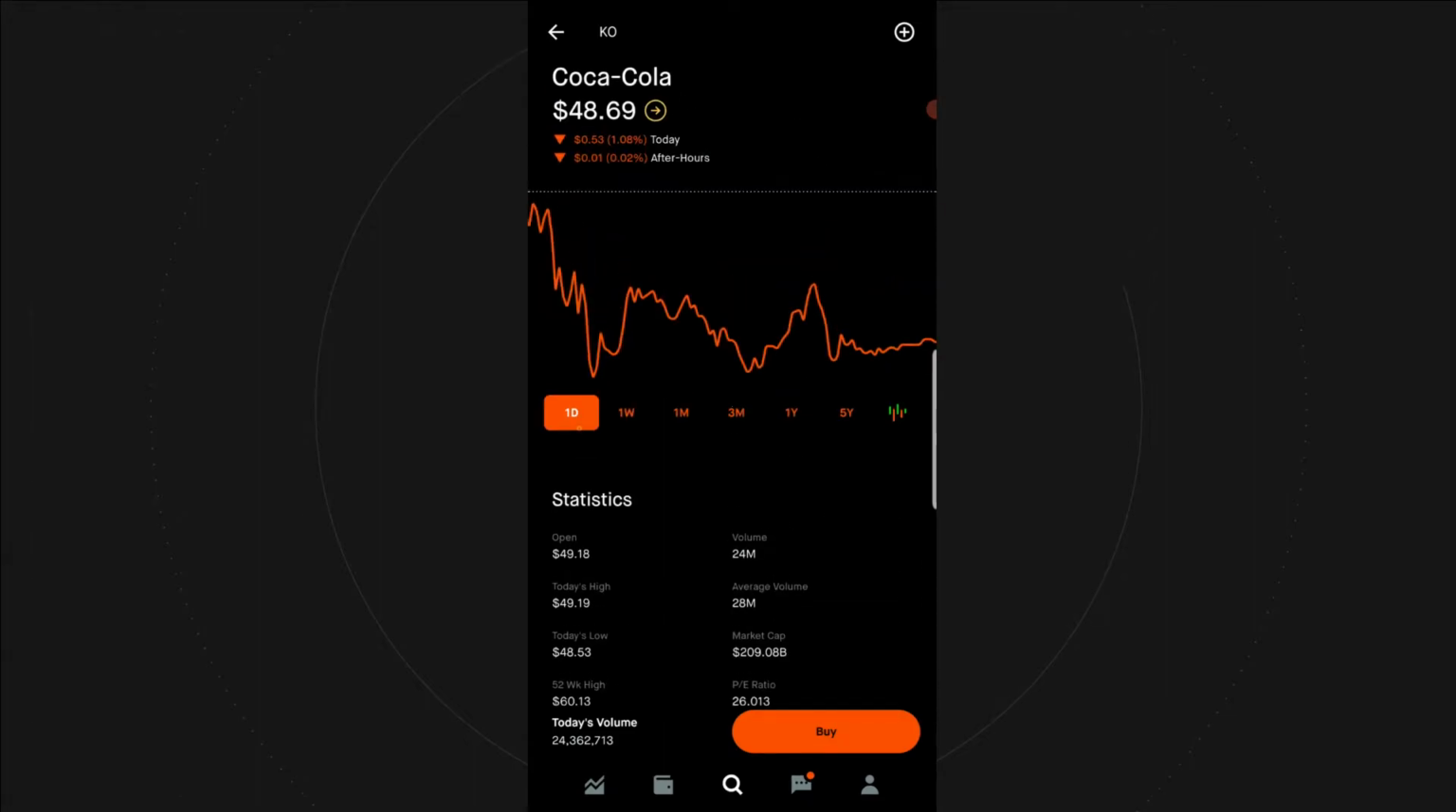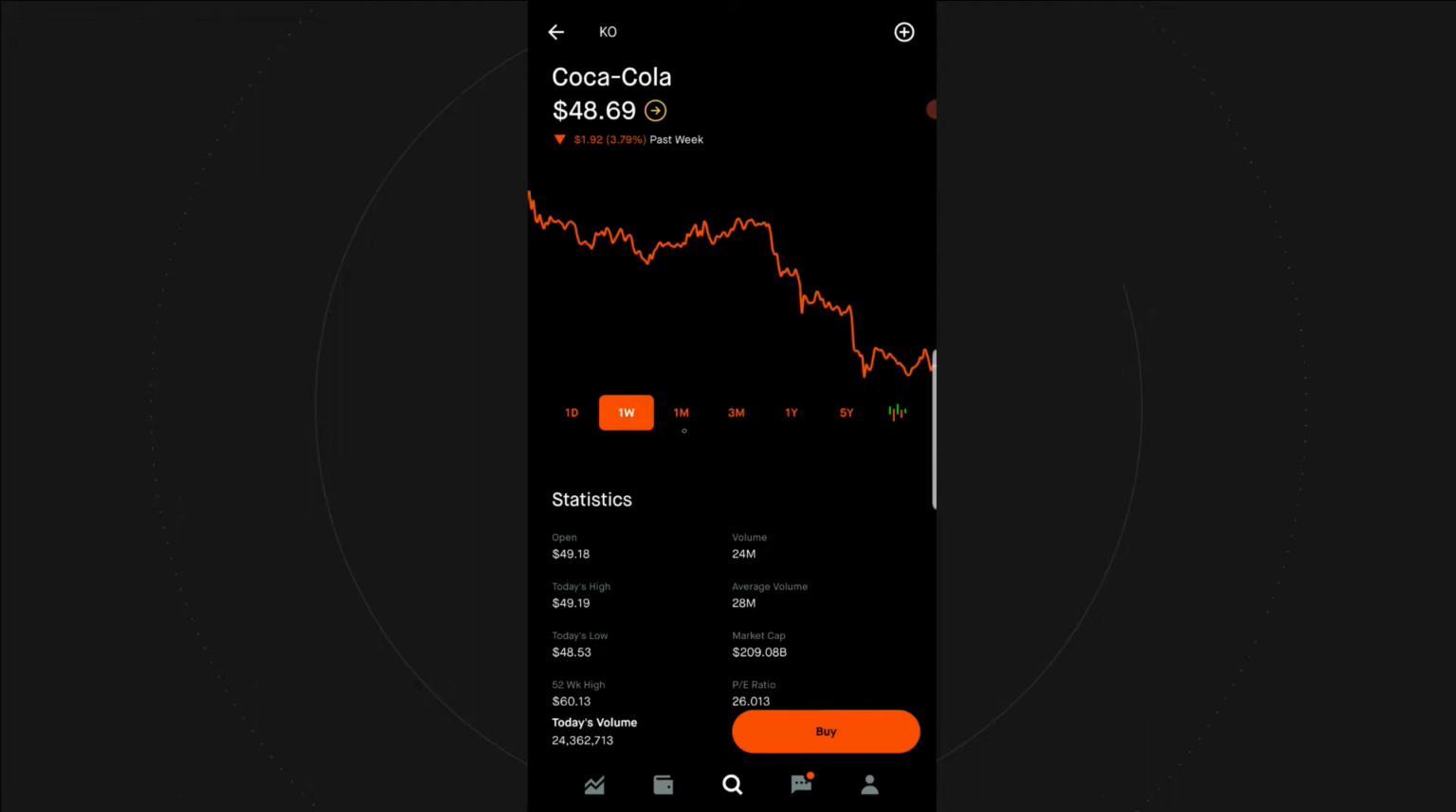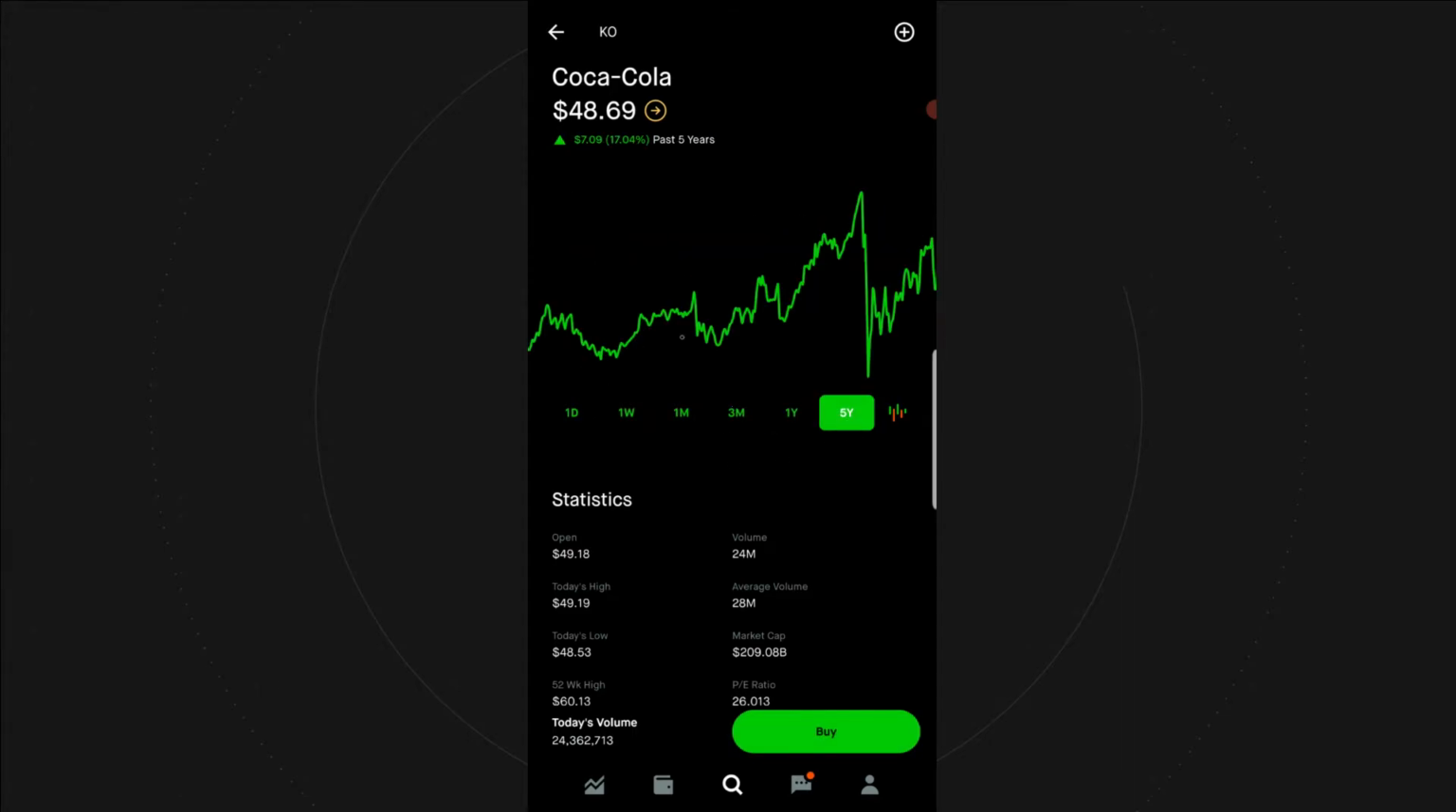So here, over the course of one day, you can see it going up and down. Up here, this big number is the price of the stock currently. The market's closed right now, so there's no movement going on. But Robinhood allows us to see 1 day, 1 week, 1 month, 3 months, 1 year, and over the course of 5 years. And of course, you can see, boom, we got a little drop down there. I'm sure you can guess why there was a drop.